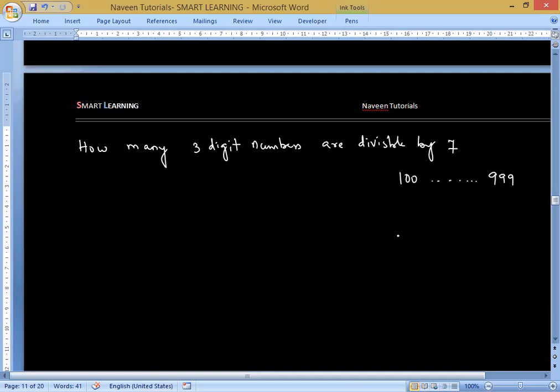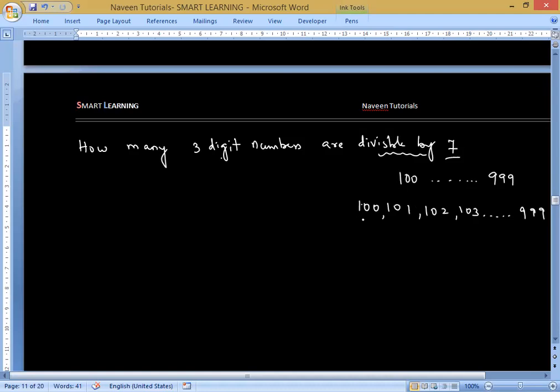For example, in this case, if I start writing the minimum number 100, so how many 3-digit numbers are divisible by 7? So I'll start writing from 100. 100 is the first number. The next one is 101. Next one is 102, 103, so on to 999. But my question is to find only the numbers which are divisible by 7. I have to find how many such numbers are there in this series.